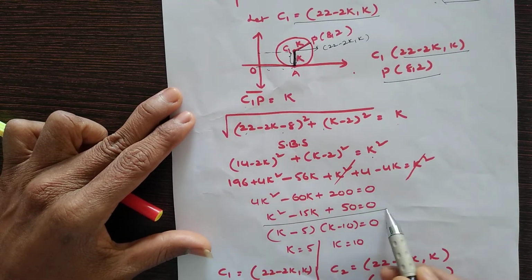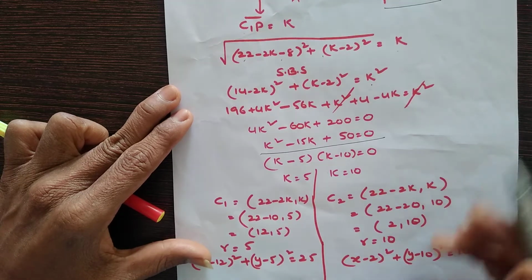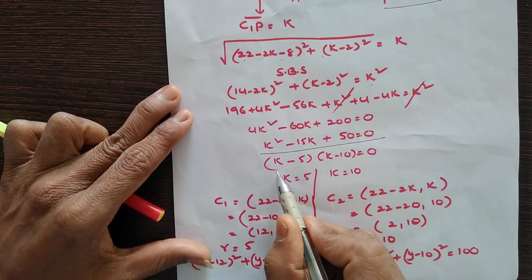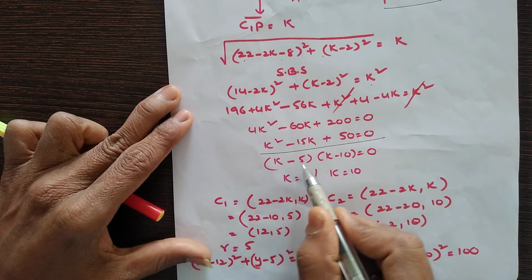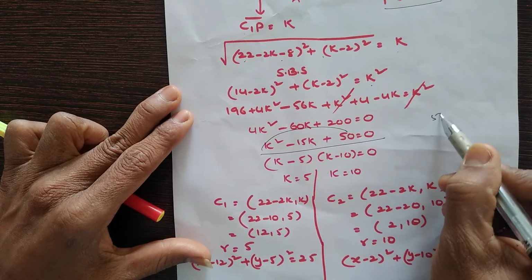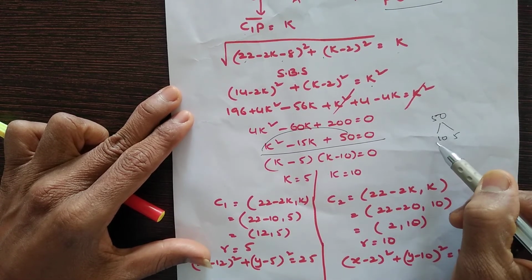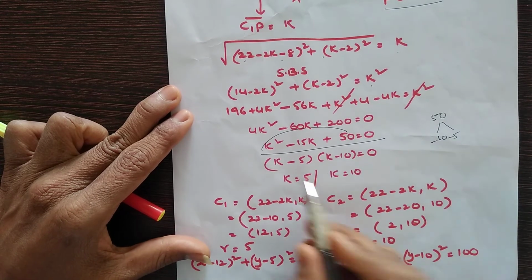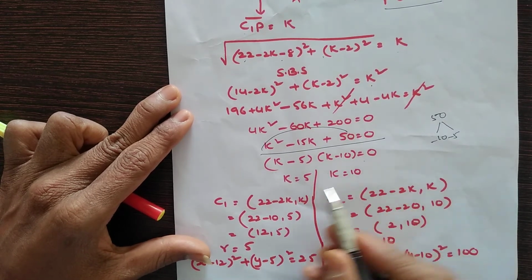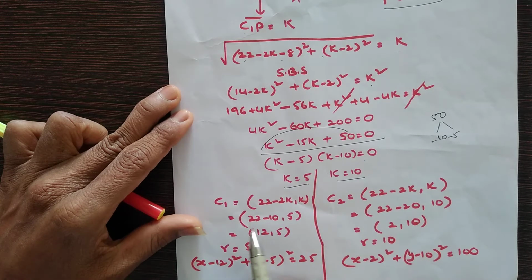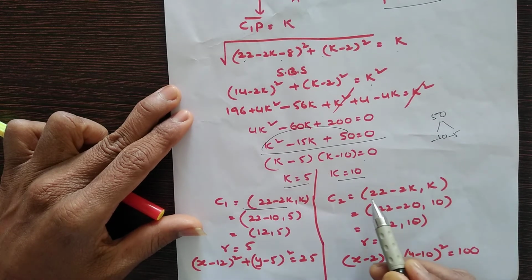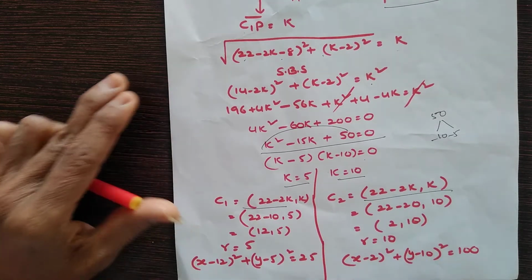If you simplify, you'll get a quadratic equation. After that, you have to factorize. 50 is there: 10 times 5 is 50, and minus 10 minus 5. So (k minus 5)(k minus 10), so k is 5 or k is 10. Substitute in center 1, and if k is 10, it will become center 2.